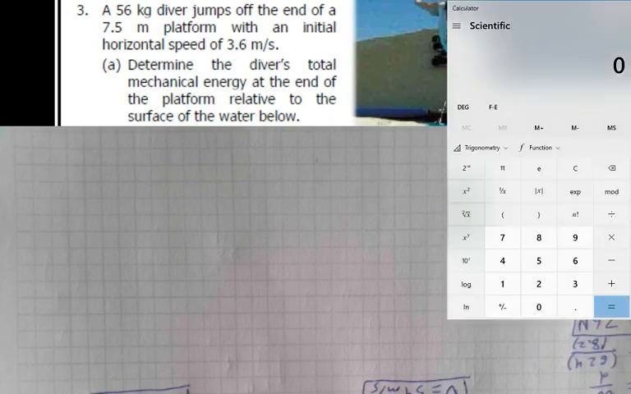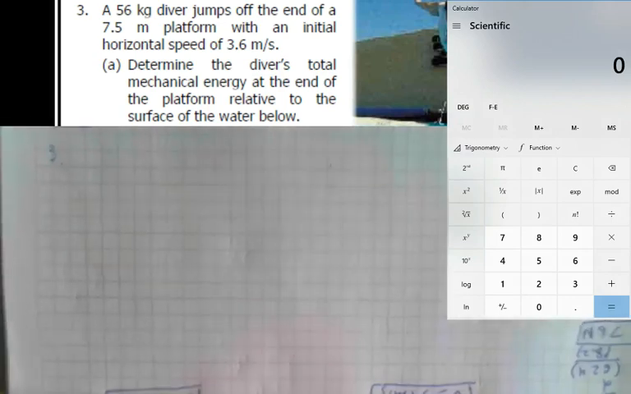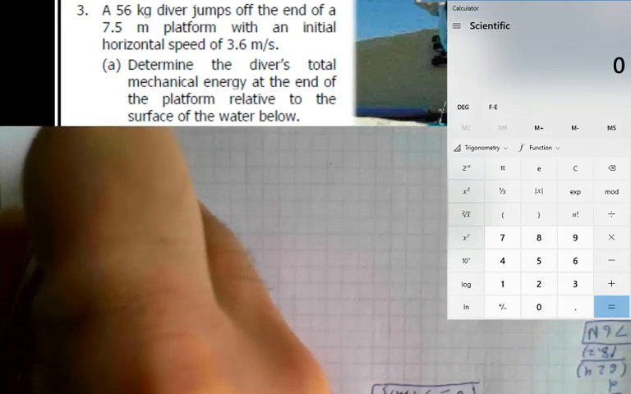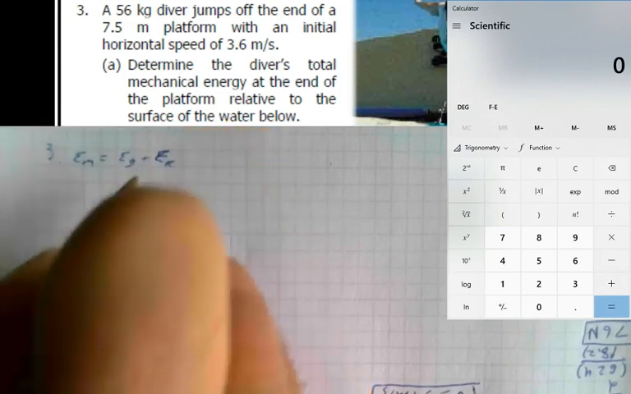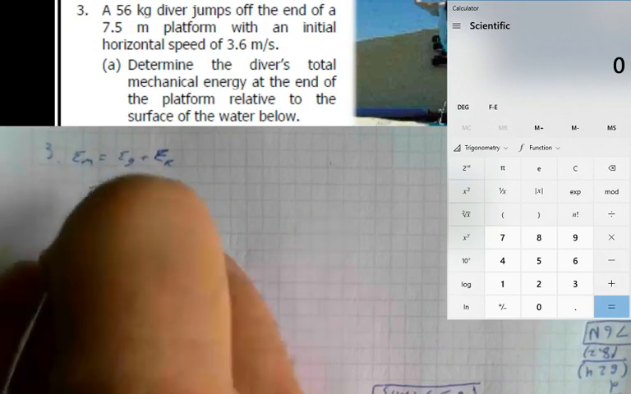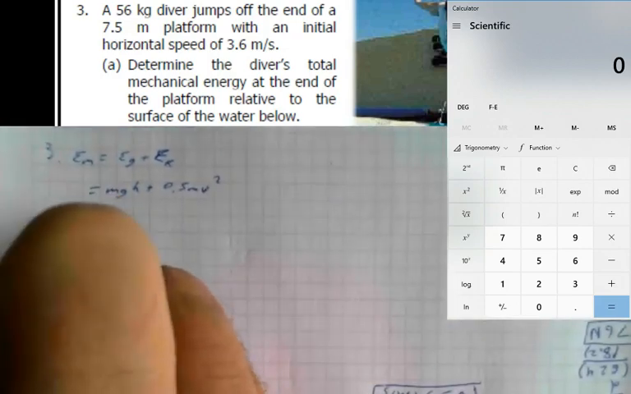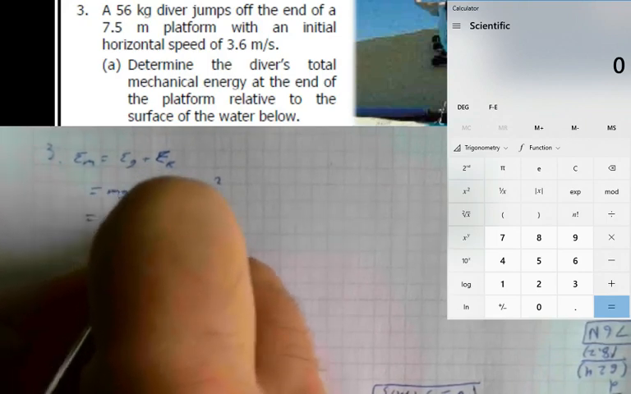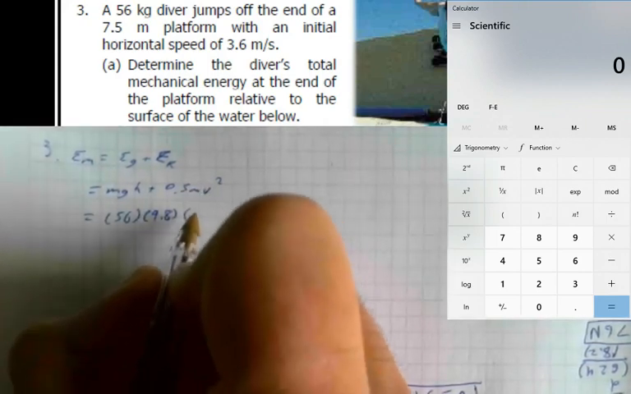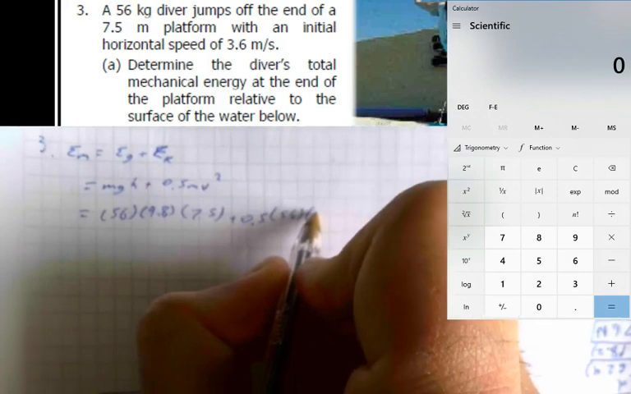So we have this diver, and his mechanical energy is equal to his Eg plus his Ek from the initial situation. That would be mgh plus 0.5 mv squared. We know the m is 56, g is 9.8, h is 7.5, plus 0.5 times m, which is 56, and v, which is 3.6.